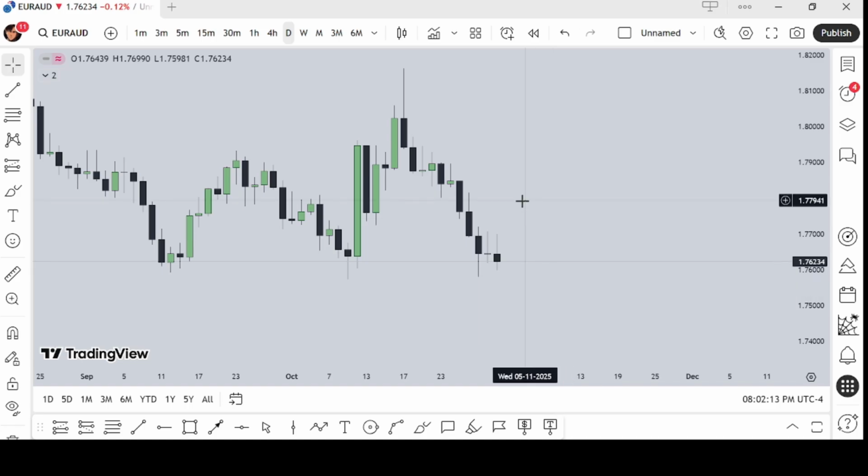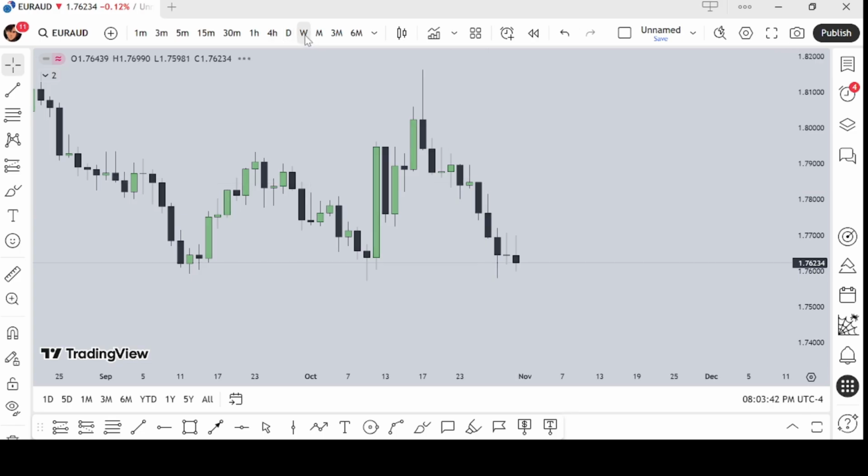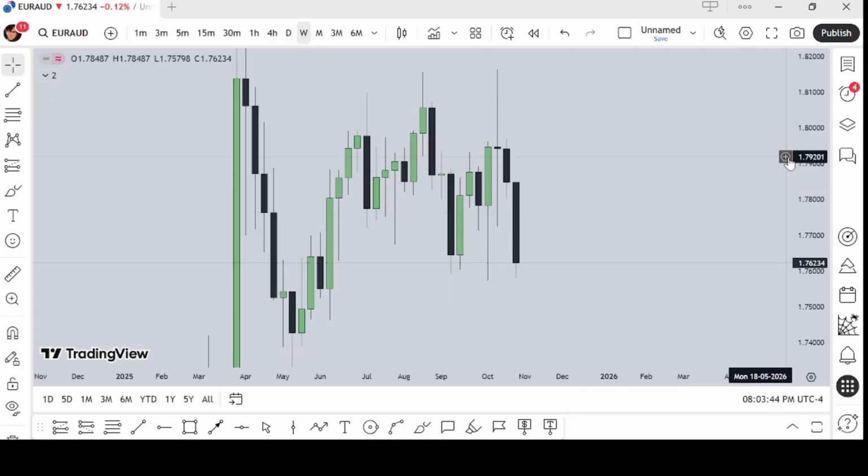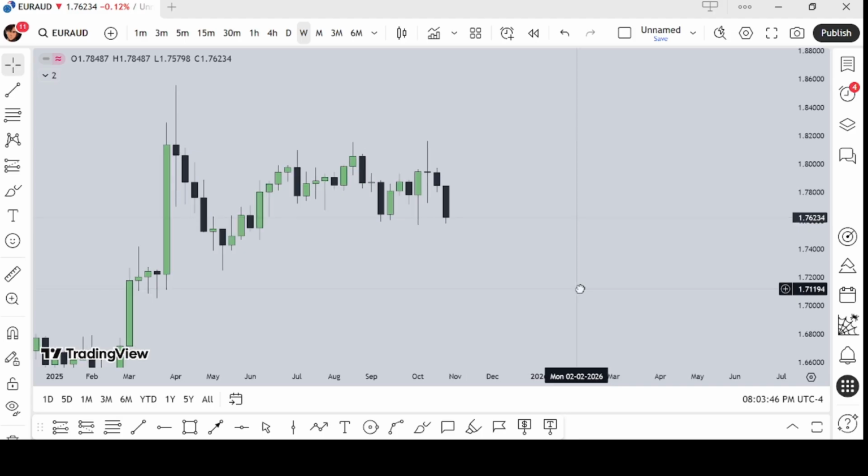So on today's video I'm going to be showing you guys how to frame your bias from the weekly time frame to the daily time frame, down to the 15-minute or 5-minute time frame where you can take entries. Now, I'm going to be starting off with the weekly time frame. You can also go down to the monthly time frame, but it is very unnecessary. I think the weekly is enough.